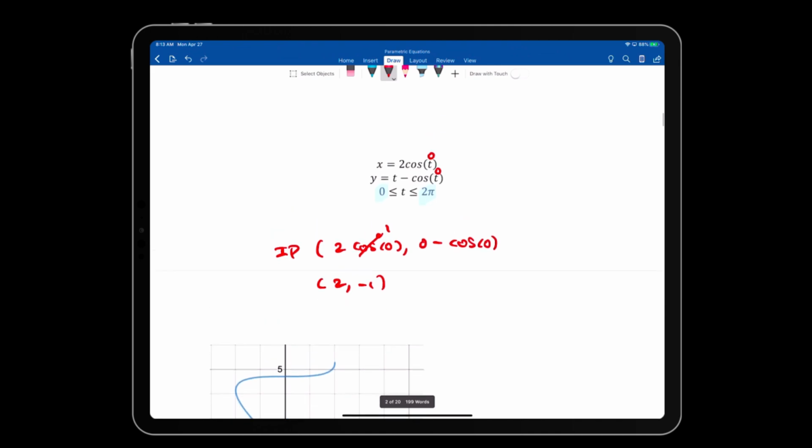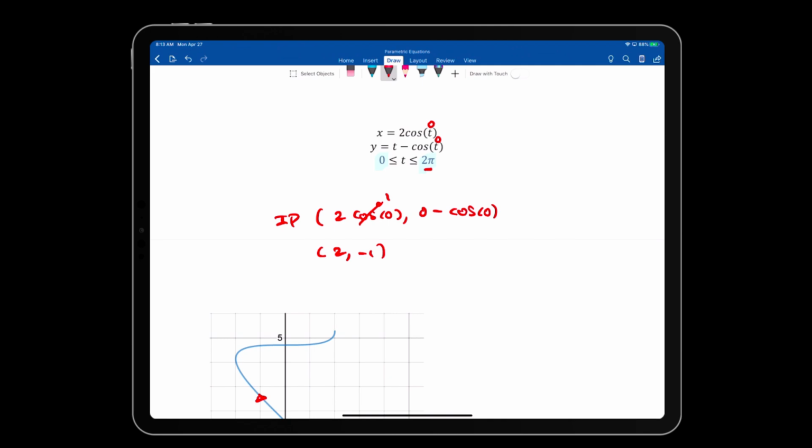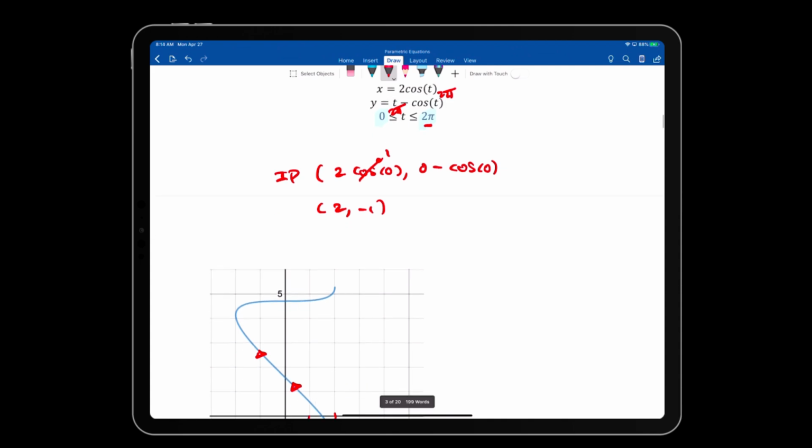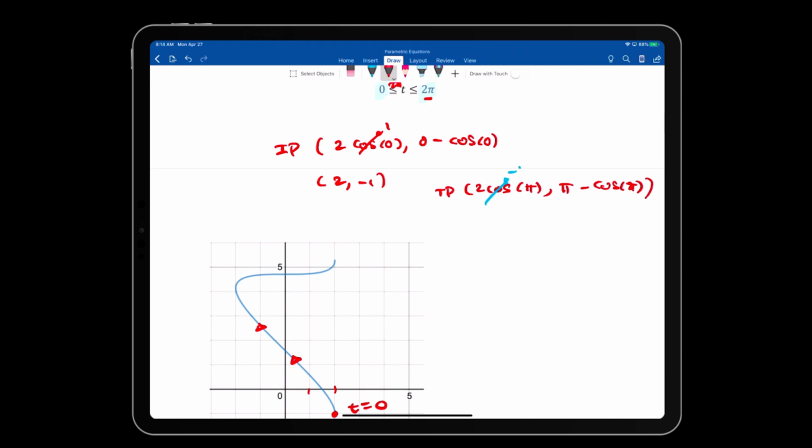Here's the initial point. We get the terminal point now by replacing t with 2 pi. So wherever there's a t, I'm going to replace that with 2 pi. So the terminal point will be 2 cosine pi, comma, pi minus cosine pi. And you have to remember what cosine pi is, right? Cosine pi, I believe, is negative 1. So we get 2 times negative 1, which is negative 2. And then you're going to say pi here, minus, I thought we just said cosine pi was negative 1. It is. So the minus and the minus make a nice plus. So that's plus 1.